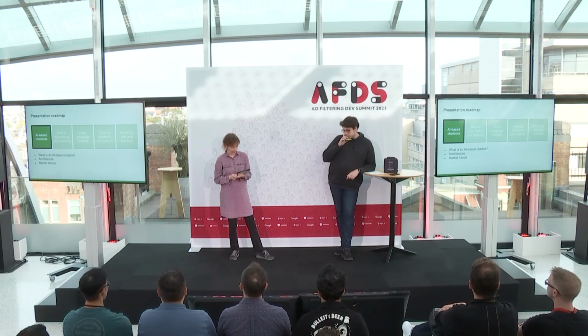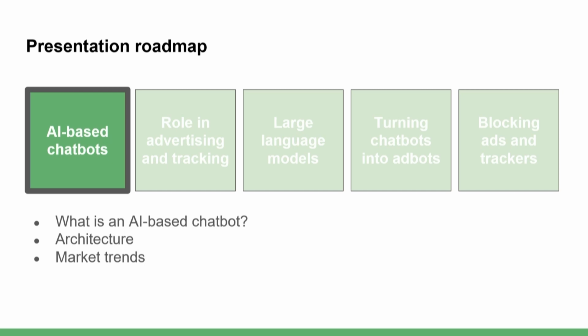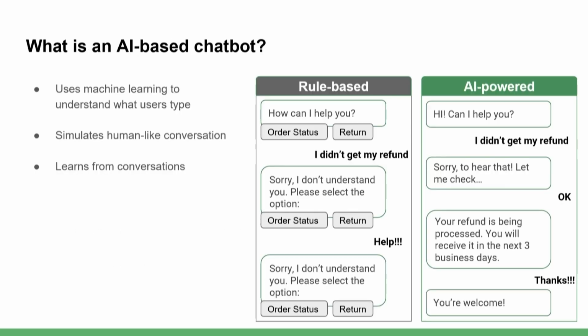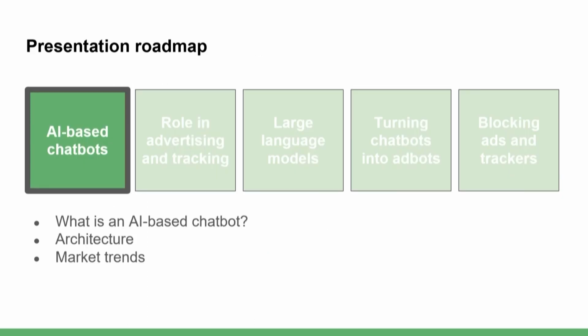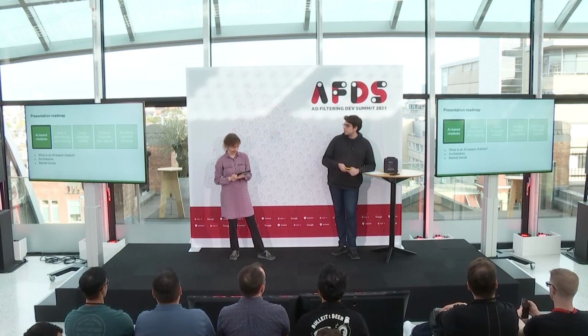Okay. So we'll start with an introduction to AI-based chatbots to get us all on the same page. Next, we'll discuss the current and future role of chatbots in advertising. We'll examine how companies are using AI chatbots for advertising and highlight the problems that can create for users. Then we'll look at large language models and their training process. This will help us understand where ads can be hidden in chatbots. Finally, we'll provide some examples and discuss the techniques we plan to use to block ads in those chatbots.